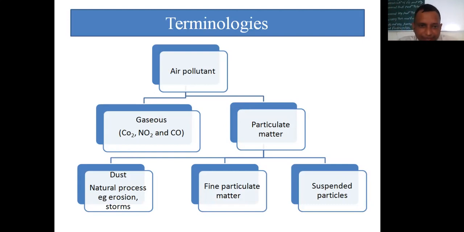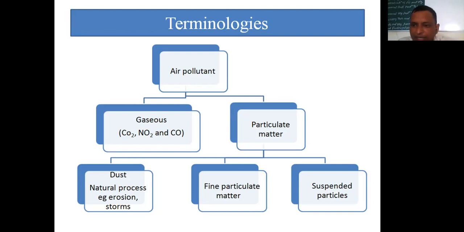We can categorize this air pollutant in two major parts, that is gases and particulate matter. Now, examples of gases: already we know that is carbon dioxide, carbon monoxide, nitrous oxide, chlorofluorocarbon. All these are the examples of gases. These are the air pollutants which are present in the form of gases.